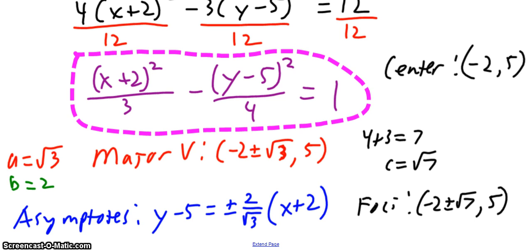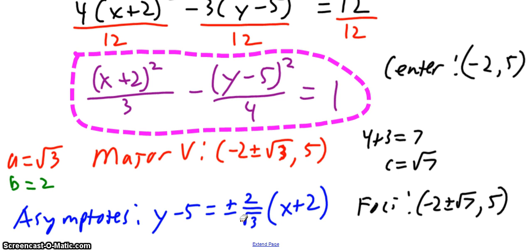The asymptotes, I know it goes through the point -2, 5, and then the slope is going to be the change in the y values, which in this case is the b, over the change in the x values, which in this case is the a. So it'll be plus and minus 2 over root 3. So y minus 5 equals plus or minus 2 over root 3 times the quantity (x plus 2) in point slope form. Normally we would rationalize something like that, but in this case I just left it so that you could see where the slope is coming from.